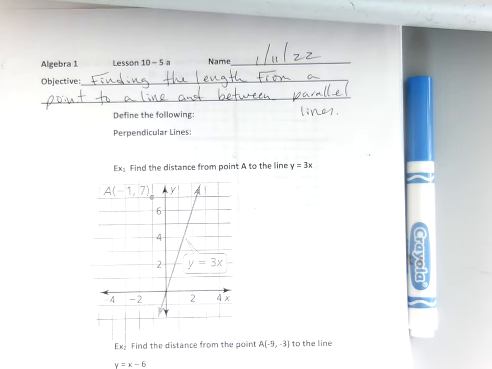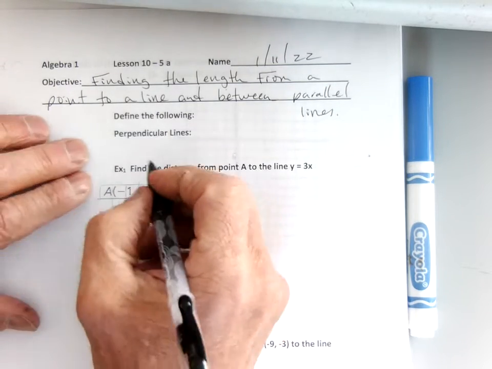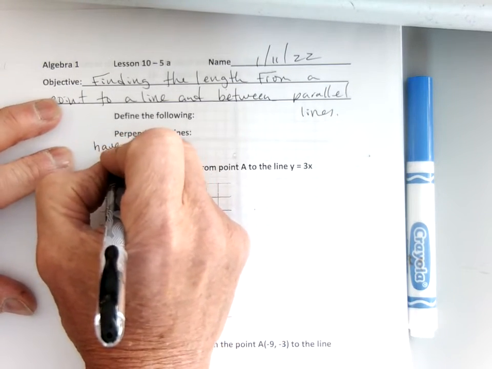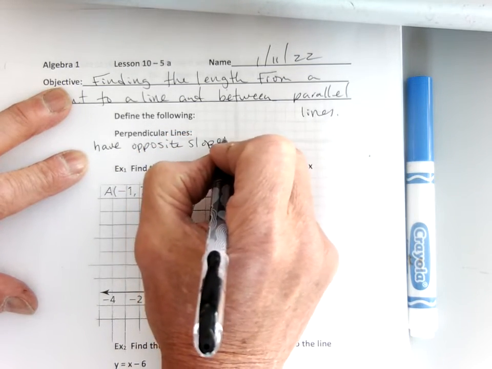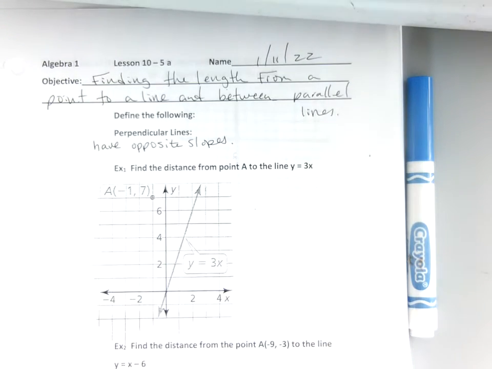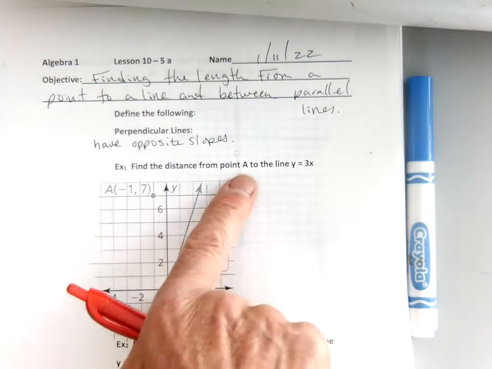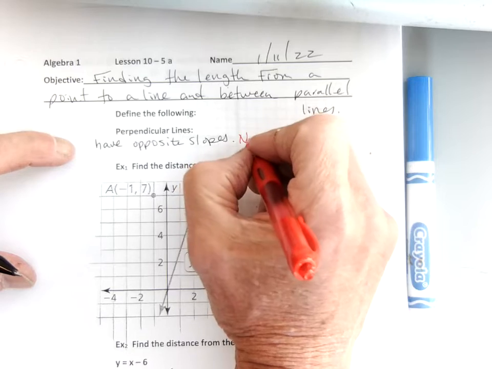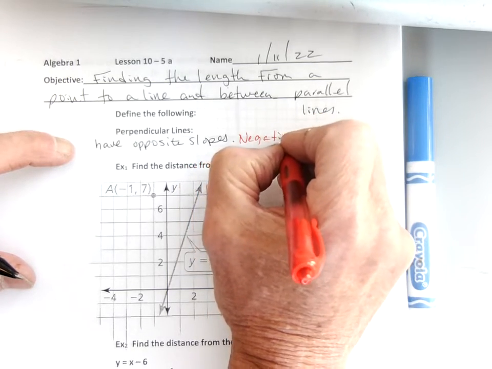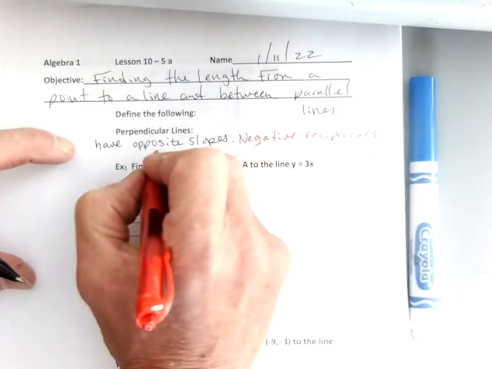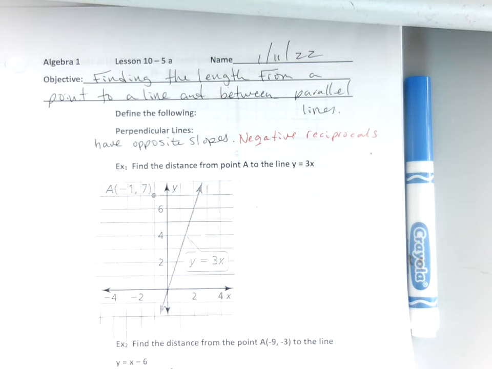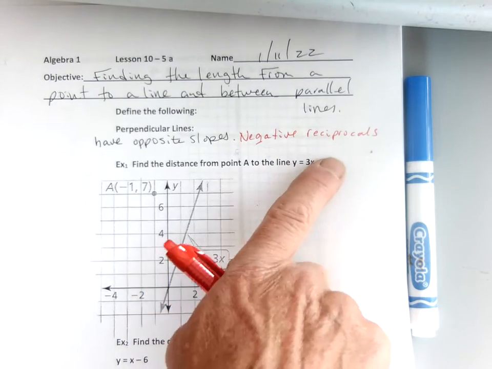All right, so let's define the following. We know perpendicular lines have opposite slopes, but that's not a very good definition. I want you to write this. In fact, this question's on your test on Thursday. So they're negative reciprocals. You guys don't like to use the word opposite, but negative reciprocals really does it. That's what you want to write on Thursday's test.